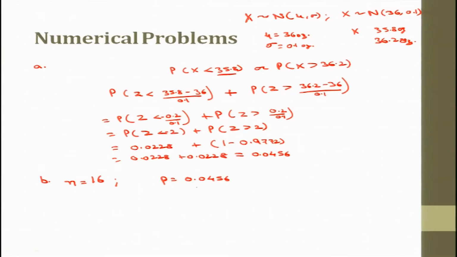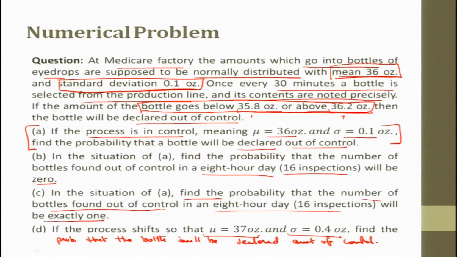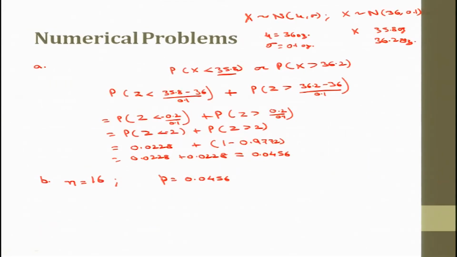Now, this p is equal to this. What is the question asking? It is asking for the probability that the number of bottles found out of control will be 0. Let us see carefully: out of control, this p is success, and they need the case when none of the bottles is out of control, that is P for x equal to 0.